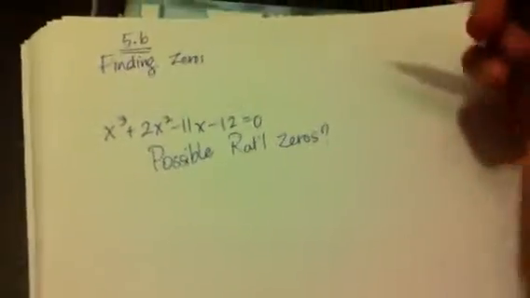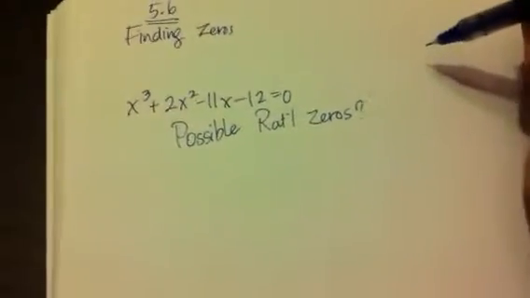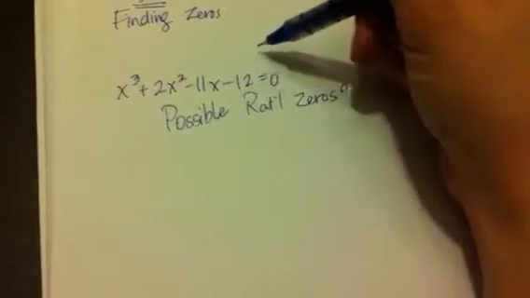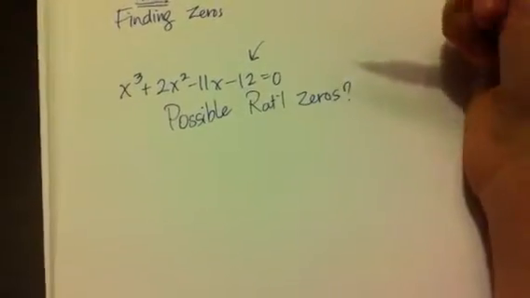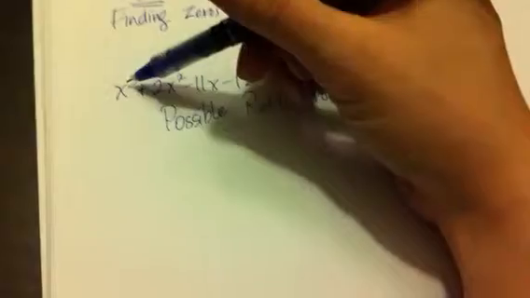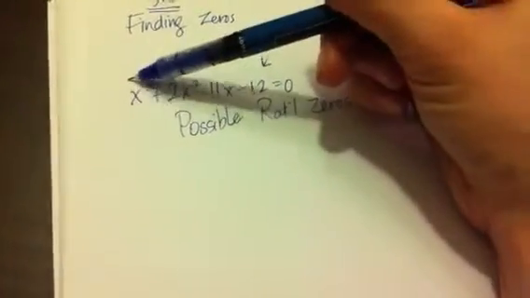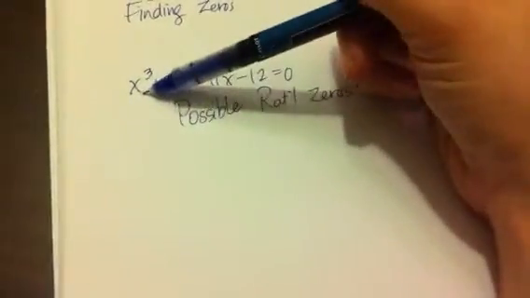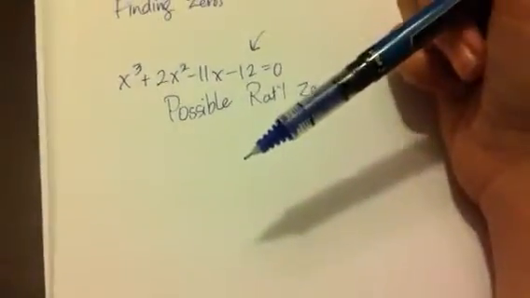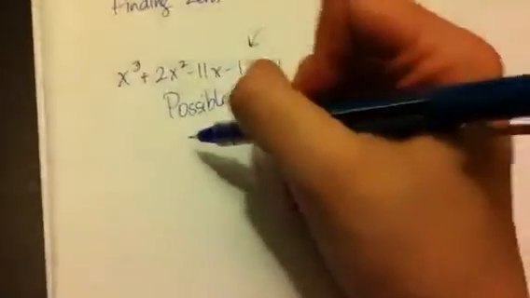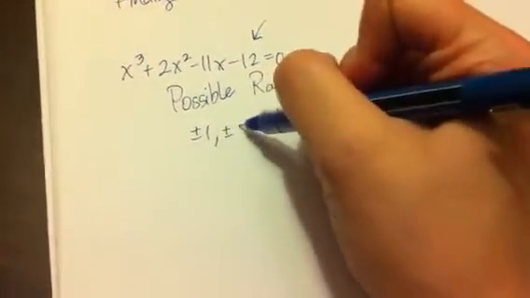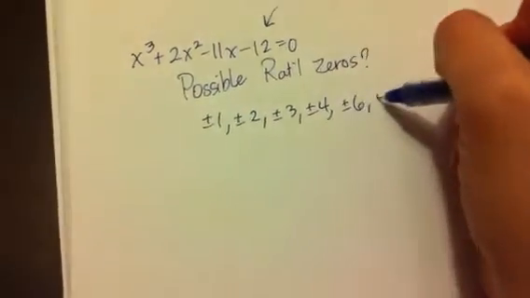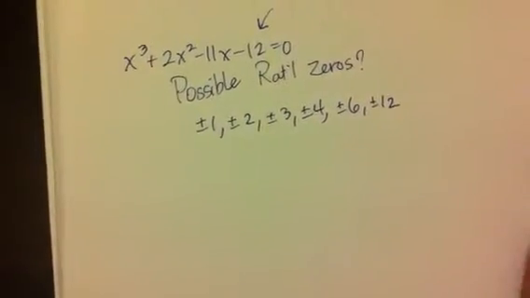What you could look up if you're curious is called the rational zero theorem, which says that the possible rational zeros are the factors of the constant. In this case, the constant is 12. You divide the factors of the constant by the factors of the leading coefficient. And the leading coefficient is going to be a 1 in this case. It's just the number that's in front of, or the coefficient of, the highest degree term. So in this case, the factors of 12 are 1, 2, 3, 4, 6, and 12.